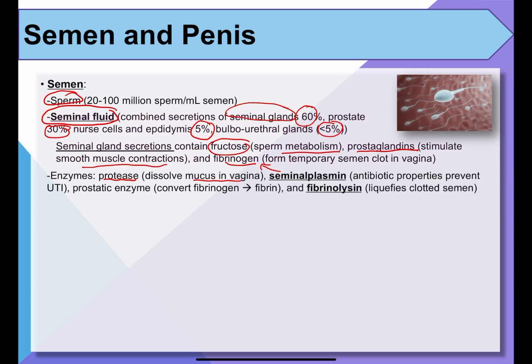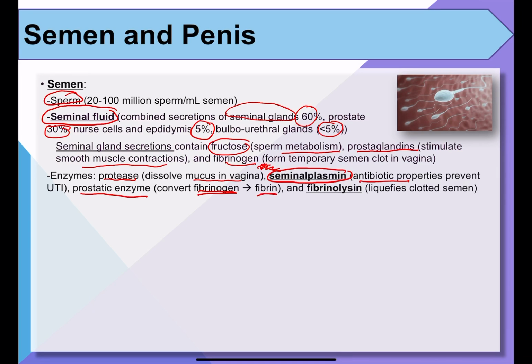They also have another enzyme called seminoplasmin. Now, seminoplasmin is a type of antibiotic chemical that can actually prevent urinary tract infection for males. There's also prostatic enzyme that will convert fibrinogen to fibrin.